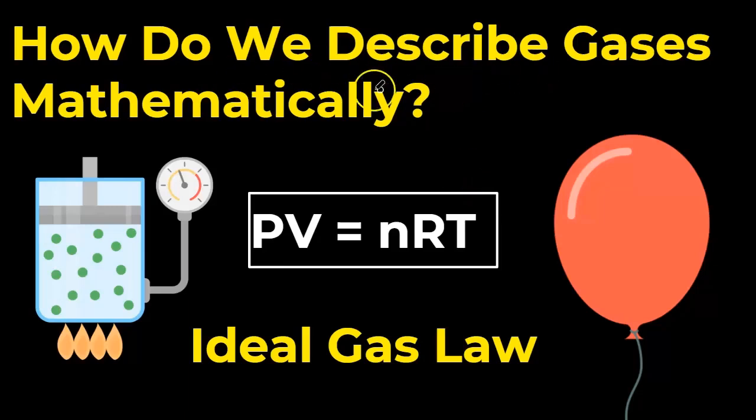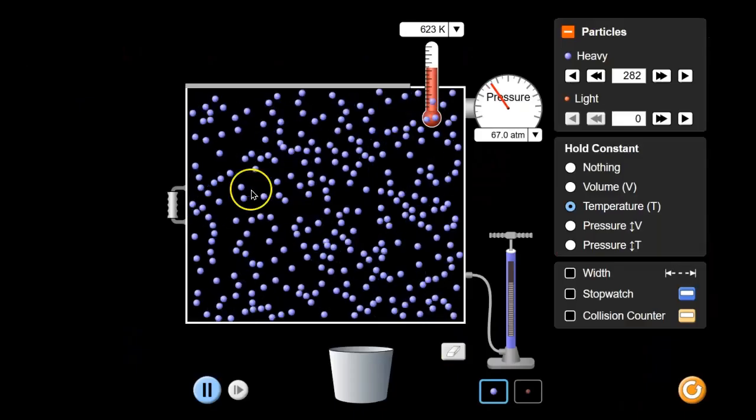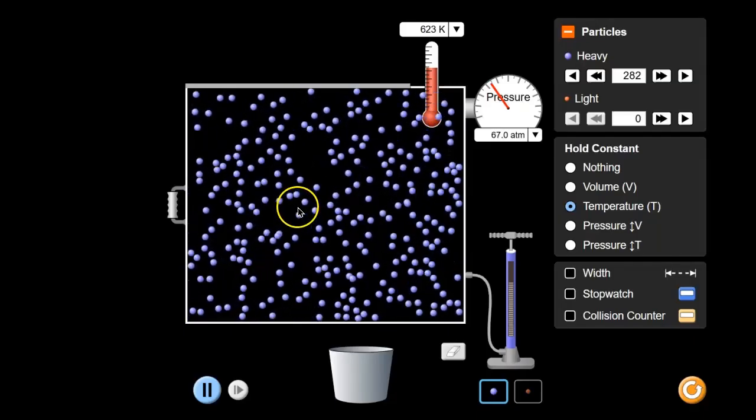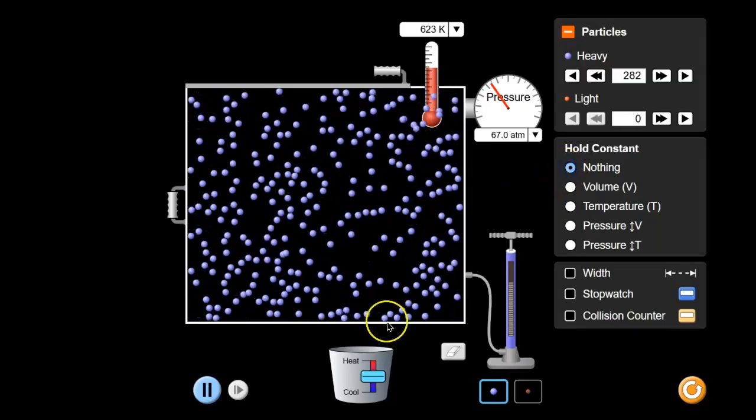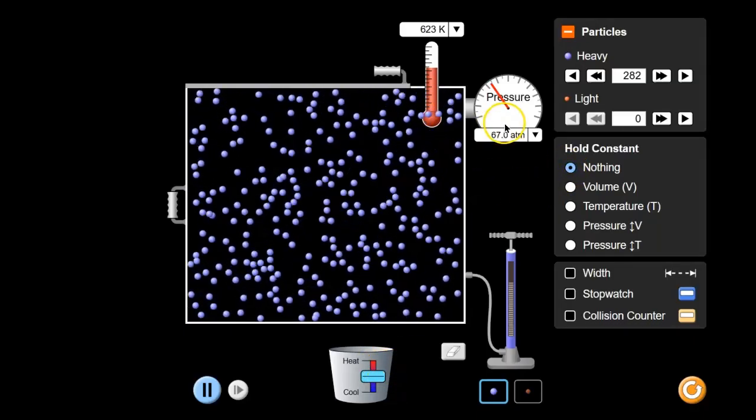How do we describe gases mathematically, and what is the ideal gas law? We're going to answer these questions, but first we're going to do an experiment. Let's take a look at this PhET simulation for gases. First, we're going to look at how temperature affects pressure.